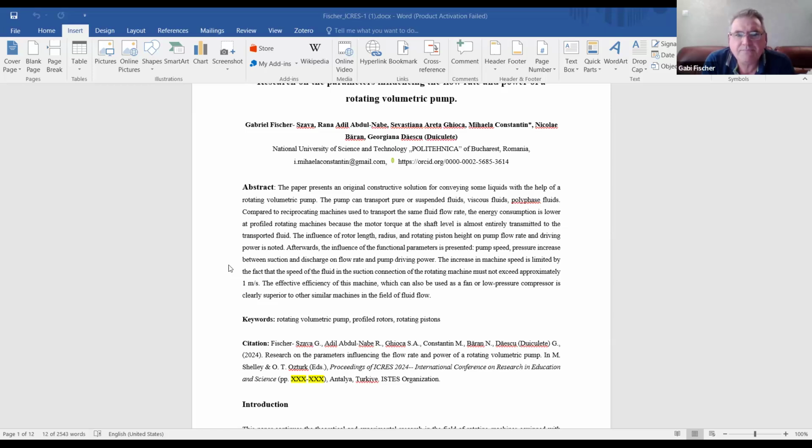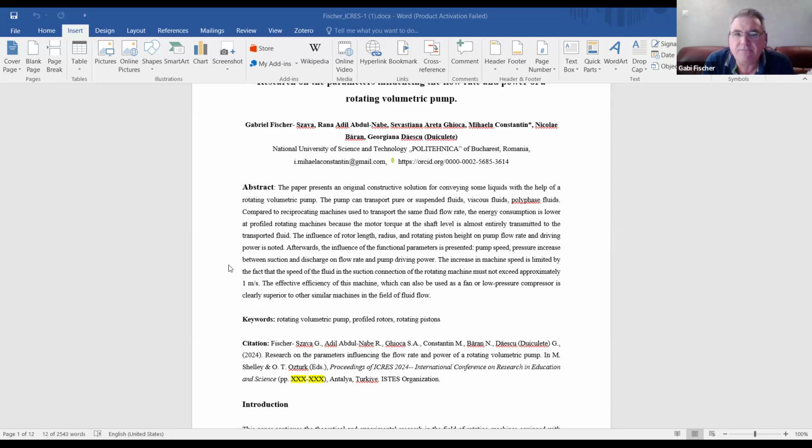and other kinds. Compared to reciprocating machines used to transport the same fluid flow rate, the energy consumption is lower at profiled rotating machines because the motor torque at the shaft level is almost entirely transmitted to the transported fluid.